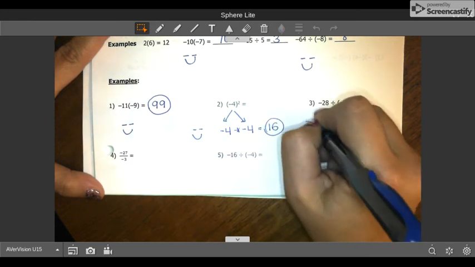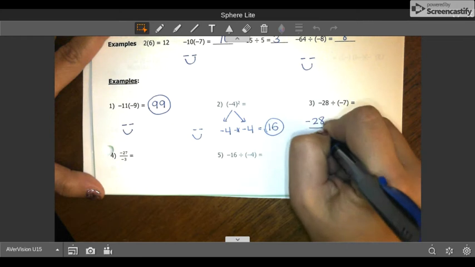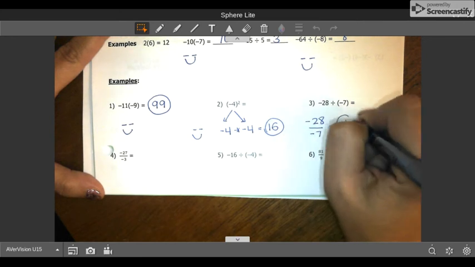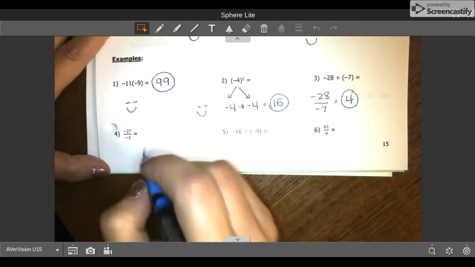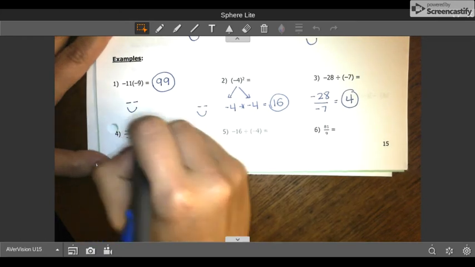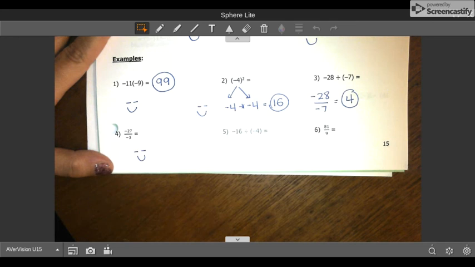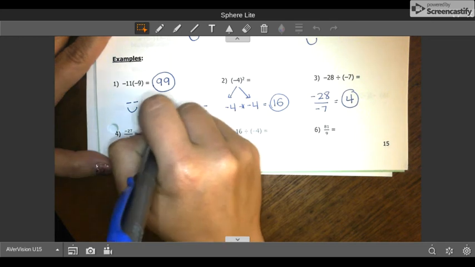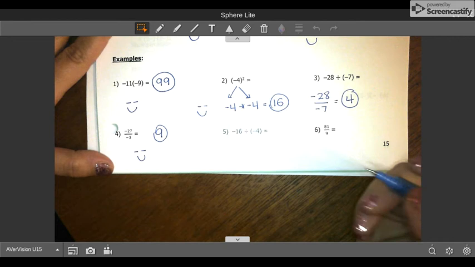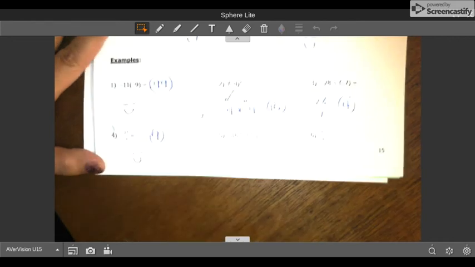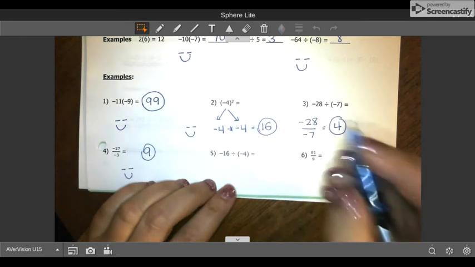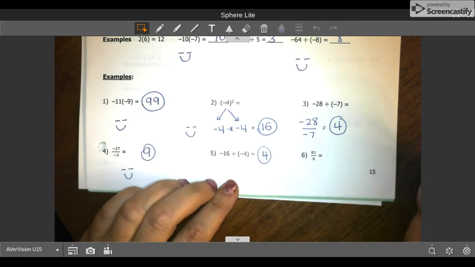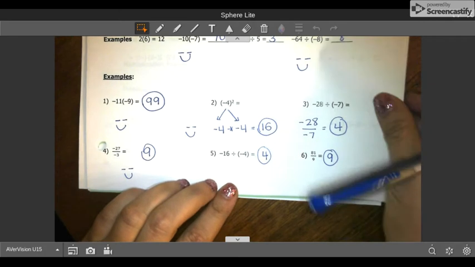This is a negative divided by a negative, which is also a positive. So negative 28 divided by negative 7 is positive 4. A negative divided by a negative is a positive, so negative 27 divided by negative 3 is positive 9. A negative divided by a negative is a positive, so negative 16 divided by negative 4 is positive 4, and 81 divided by 9 is 9. So we're done with the first page.